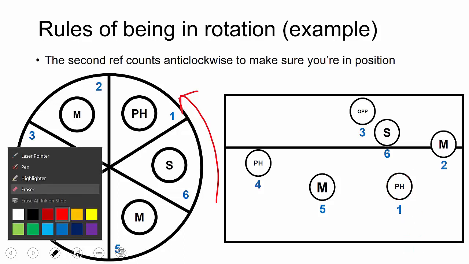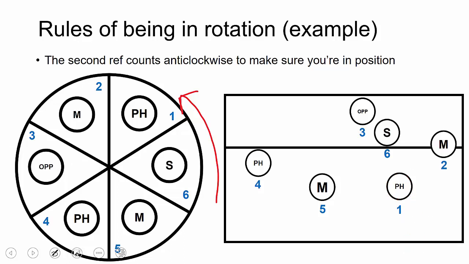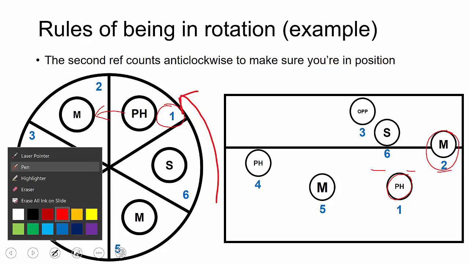Okay, so we check. Pass hitter is in position one, right here. So who should be in the next row counting anti-clockwise should be the middle. So you see the pass hitter is here. The person one rotation behind the pass hitter should be the middle. Yep, so we see the middle here. And that's good. So the middle is front court and they're in rotation. The front court player has to be in front of the back court player. Can you see that? The middle's in front of the back court player. So we're all good there.